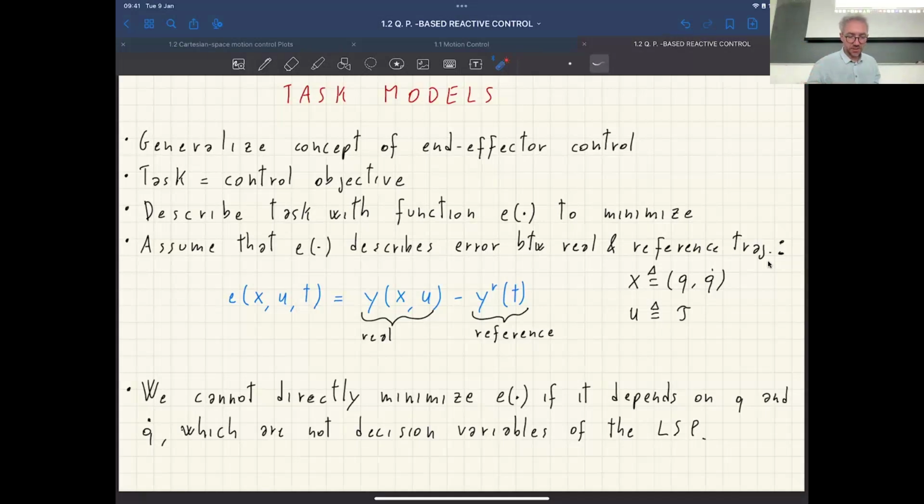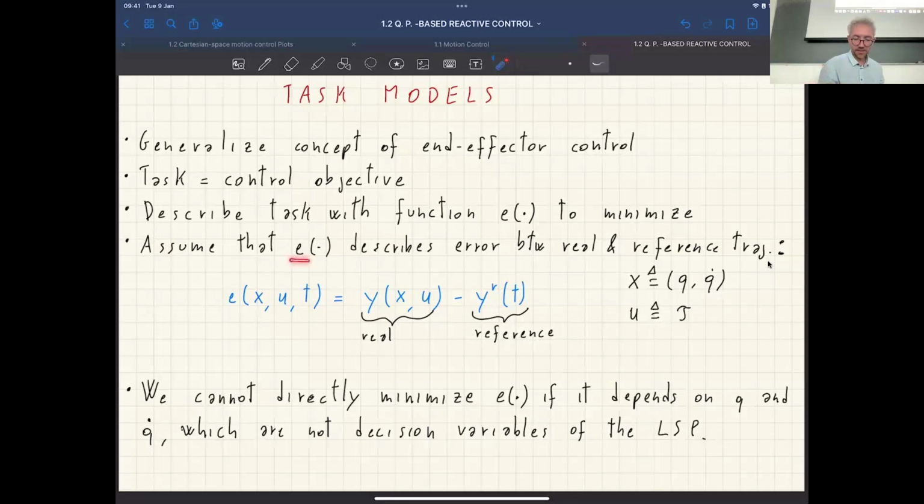So the way we're going to do it is that from now on, when I say task, what I mean is a control objective. It's something you would like the robot to do. And we can describe in general a task with a mathematical function, which I'm going to call E for error, that we want to minimize. So it's a very optimization-based way of thinking. We have functions that we want to minimize.